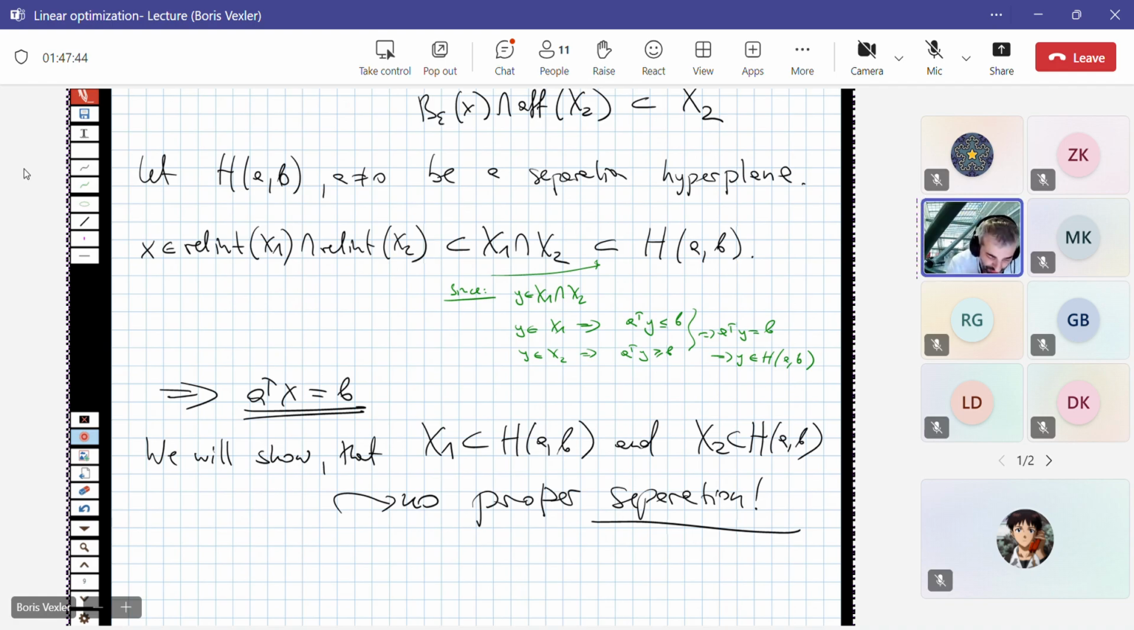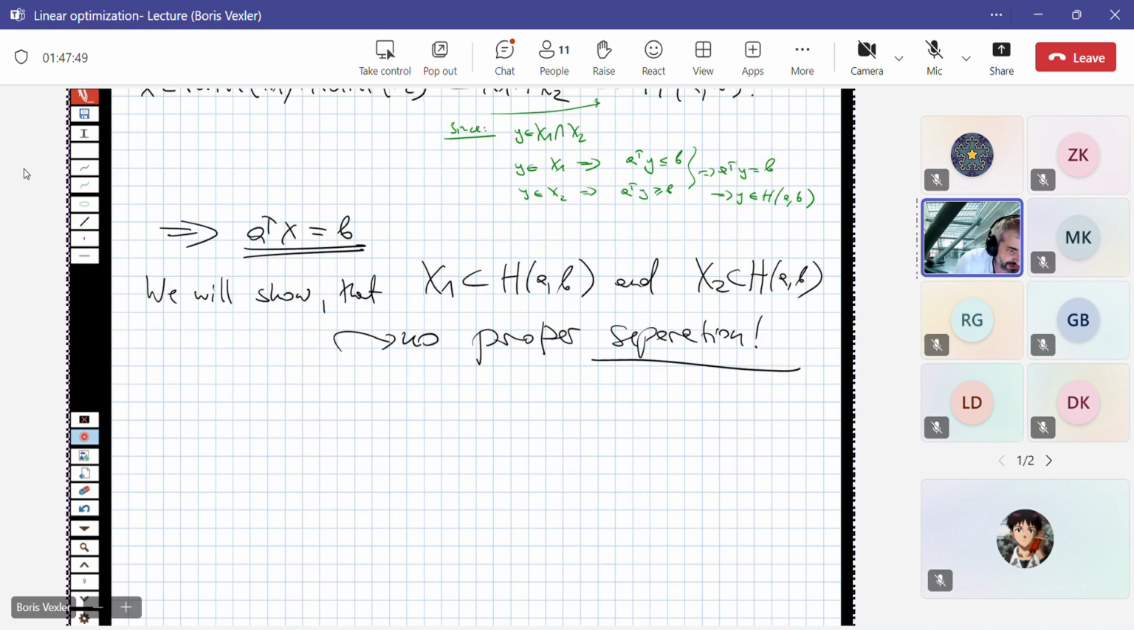We will show that x1 and x2 in this case are subsets of H. How to see this? Okay. This is an interesting argument.